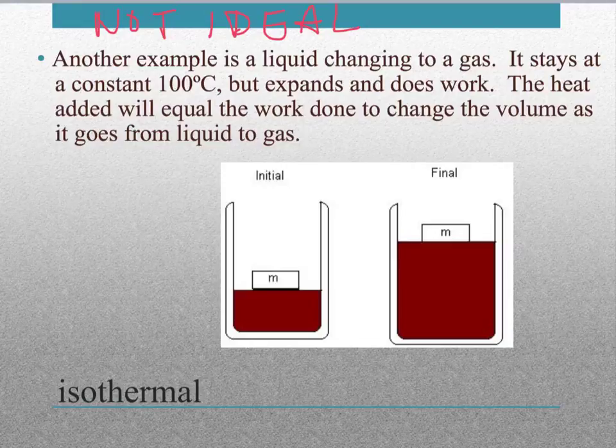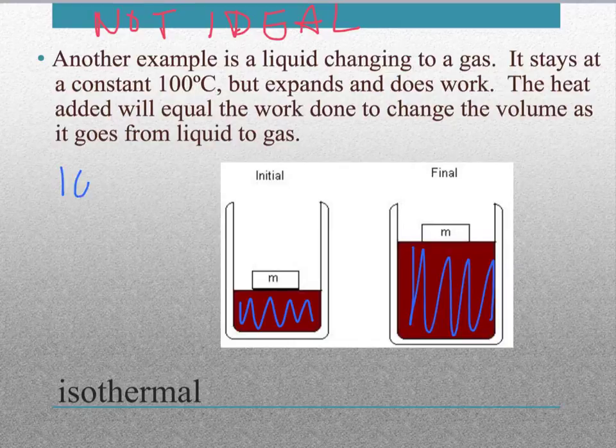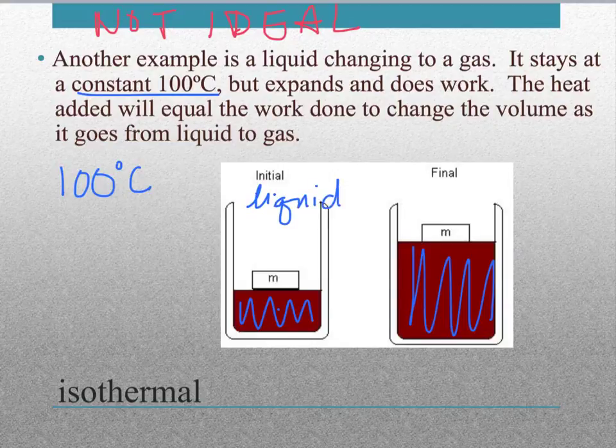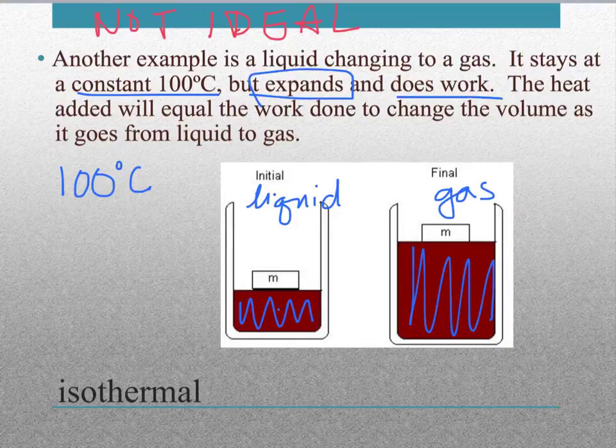So what we have here is a liquid changing to a gas. And if you remember from the last chapter, that always happens at a constant temperature. So if this is water, then this is all happening at 100 degrees Celsius, right? But when water becomes a gas, so here it's a liquid, and here it's a gas, as that happens, it expands, and because it's expanding, it does work. So the heat added will equal the work done to change the volume because we know the temperature won't change. We know it stays at this 100 degrees.